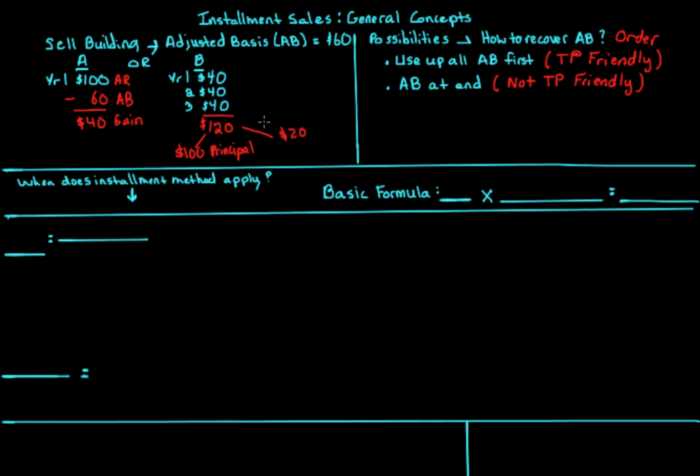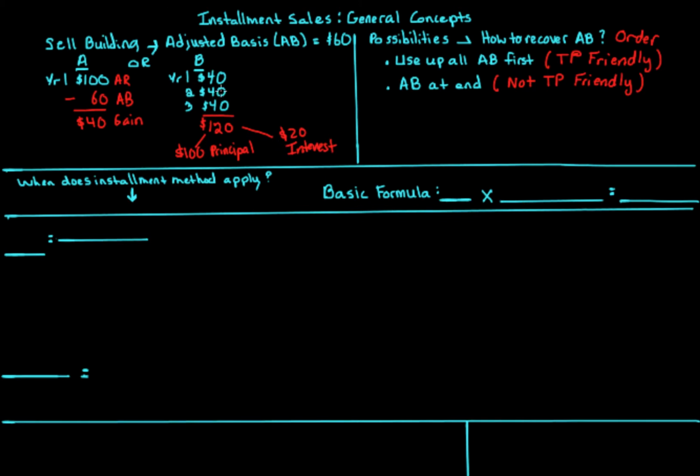It's like the seller is giving a loan to the buyer, but the buyer has to pay interest and principal over time. So that $20 is interest. So really, we can't actually just use up the basis on all of this up front. We have to separate out the interest.